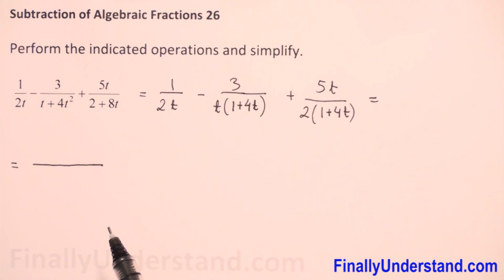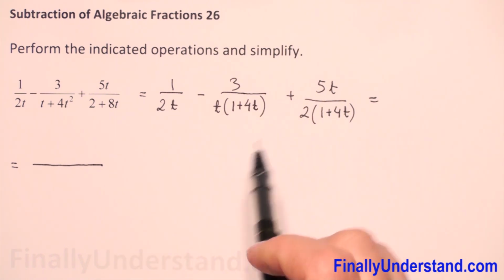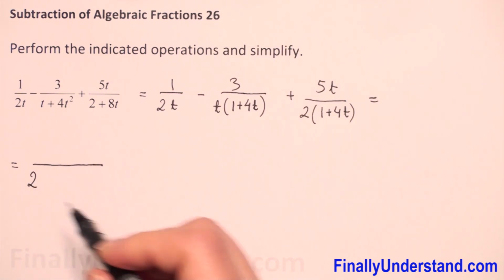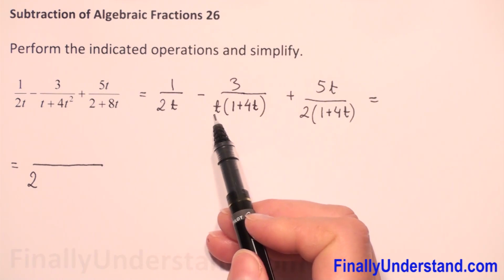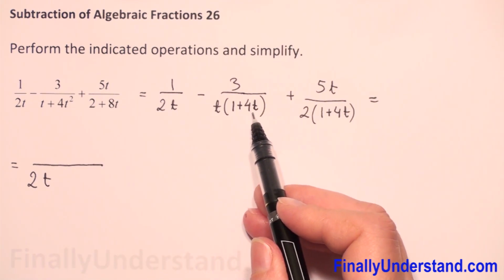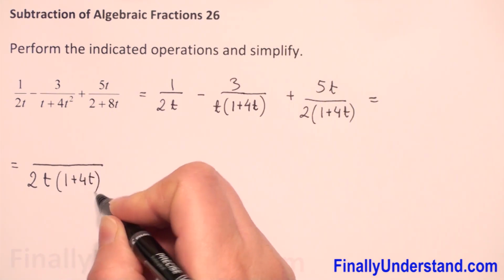First we have to check the numbers. We have 2 and 2. So the least common denominator for 2 will be 2. Next we have t and t. So we have to put times t, and we have 1 plus 4t, 1 plus 4t. So we have to copy.